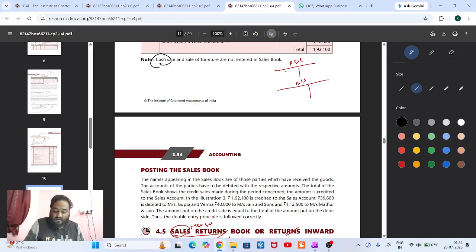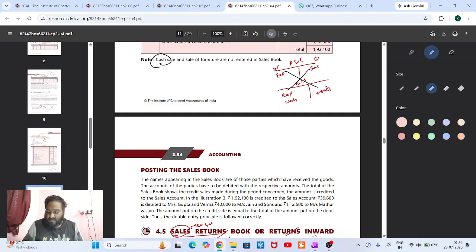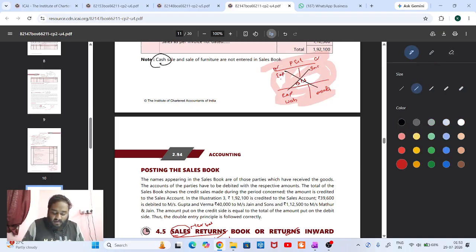And now we are going to hate these two. So all expenses, all incomes, capital, liability, and assets. Please keep on repeating and keep writing this. You should not forget this till your CA degree. All debit balances: all expenses and assets. Credit balances: all incomes, capital, and liabilities.